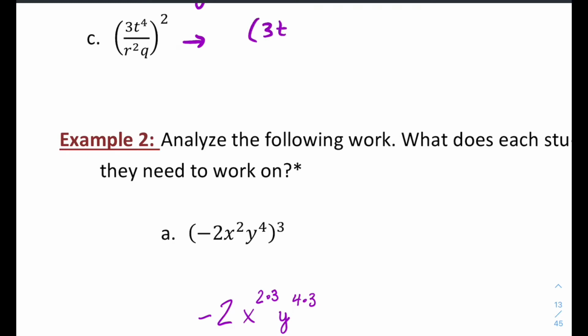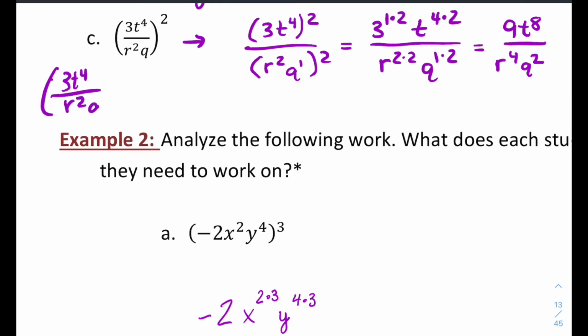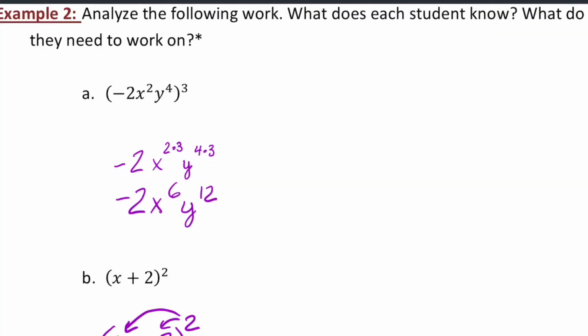On c, I'm raising that entire expression to the 2nd power, both the numerator and the denominator. So I could use my power of a power property and multiply my exponents by 2. If I do that multiplication of every exponent by 2 on my term on the inside, I get 9t to the 8th, and then divided by r to the 4th q squared. Don't forget to raise your 3 to the 2nd power as well. You could write this out twice because you're squaring it, and that's really what you're doing here, and see that you end up with the exact same thing if you multiply.